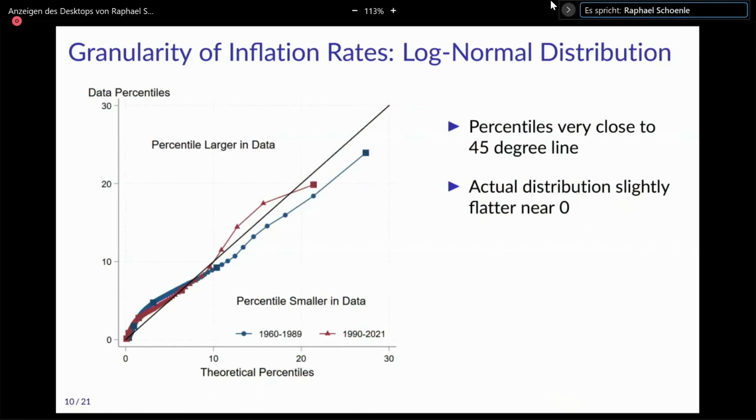And our second fact concerns a feature of these data, which is the granularity of inflation rates. That is clearly related to these extreme distributions and the wide dispersion. So what I'm showing you here in this figure is a plot of the percentiles of the absolute inflation rates versus the theoretical percentiles that come from a normal distribution with the same mean and standard deviation.